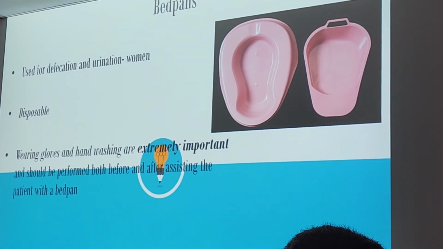Bedpans are used for defecation and urination by women. So if a woman patient comes down to the department and needs to urinate, you would hand them this, not the urinal. And once again, this is plastic and disposable.